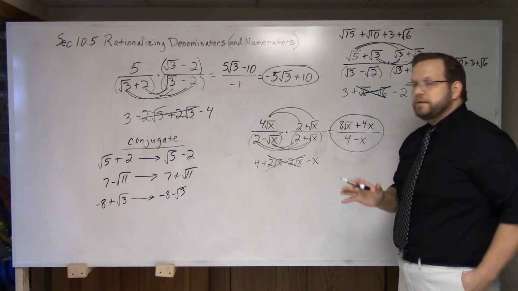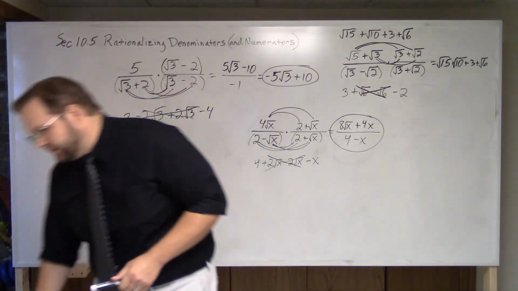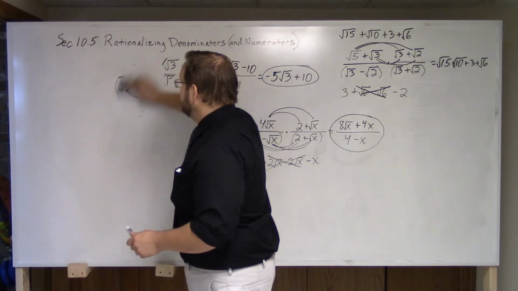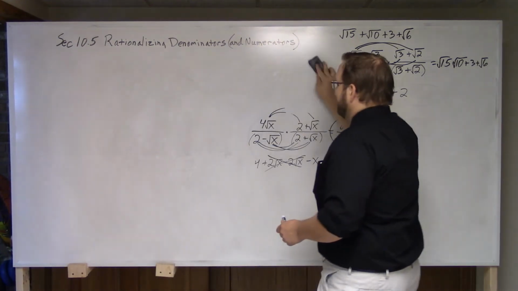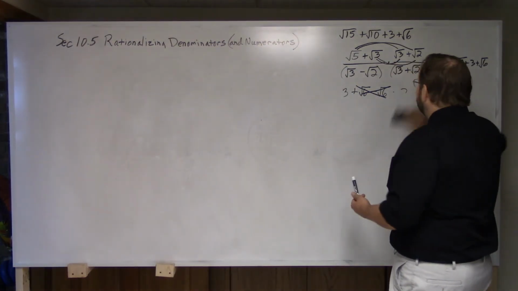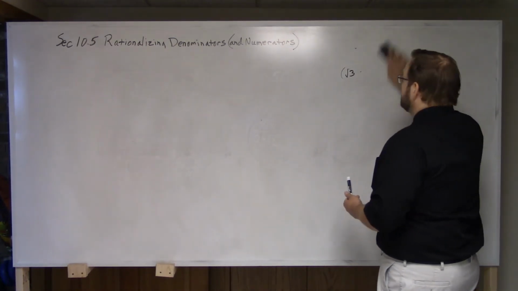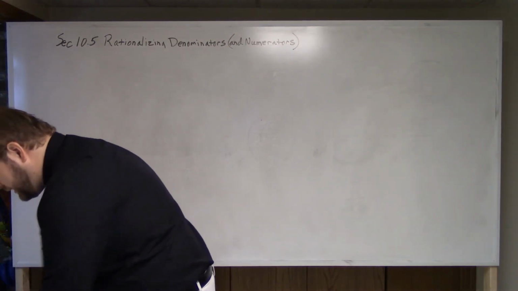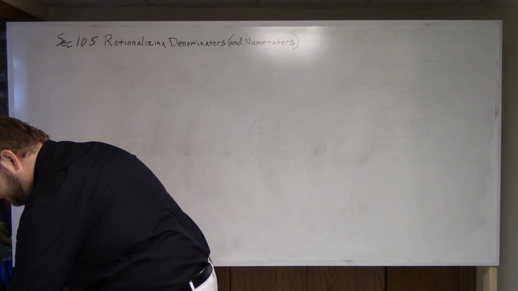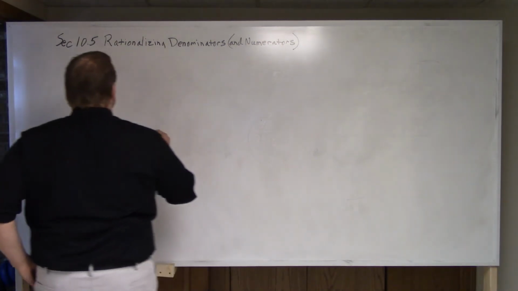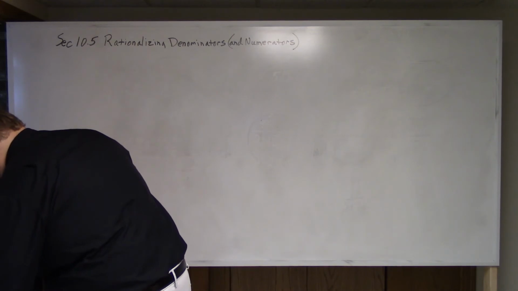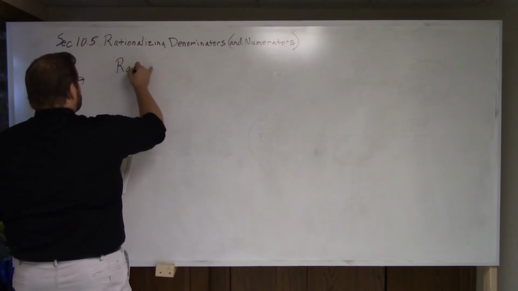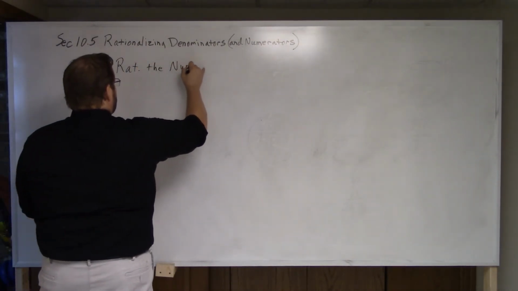Okay? I want to finish up by just saying something very briefly about rationalizing a numerator. Rationalizing a numerator, again, does not happen very often, but sometimes they do ask you to do it, and like in a calculus setting, it might be necessary. So I want you to see what that looks like and how to do it. Let's start with something just very simple. Let's say we have something like this. Now again, in this case, I want you to rationalize the numerator.